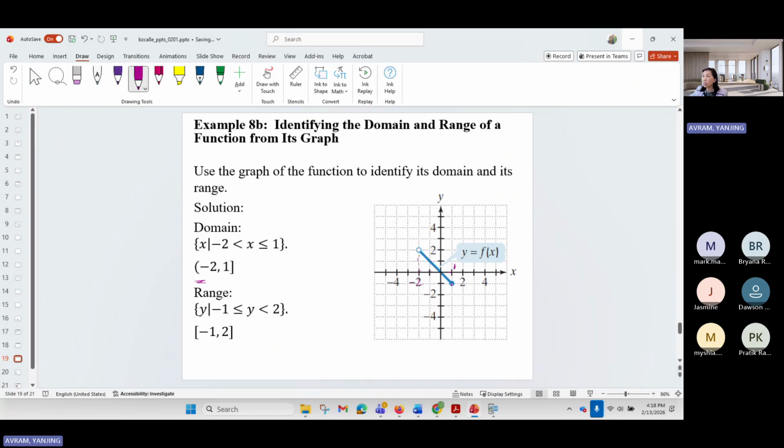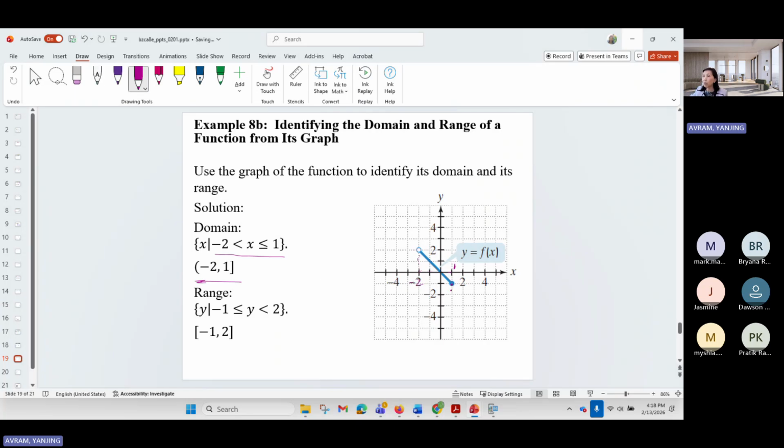So this is a solid dot, so that means include 1. All right, so that is how you write down the inequality. This is how you write down the interval. The circle one, you use the parenthesis. The solid one, you use the bracket.